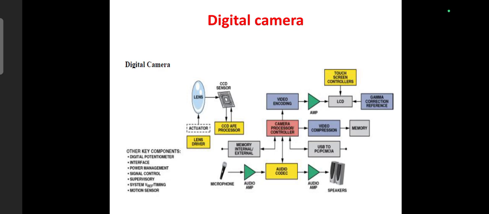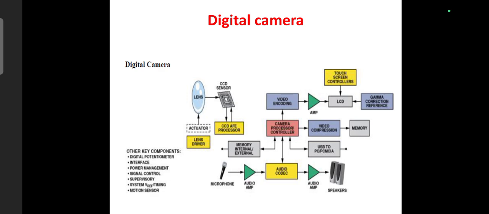The processed image is then stored in the camera's memory card such as an SD card or micro SD card. Because everything is stored digitally, thousands of photographs can be stored on a single memory card. Finally, the captured image is immediately displayed on the LCD or LED display screen, allowing the user to review the photograph instantly. This instant preview is one of the biggest advantages of digital cameras over traditional film cameras.